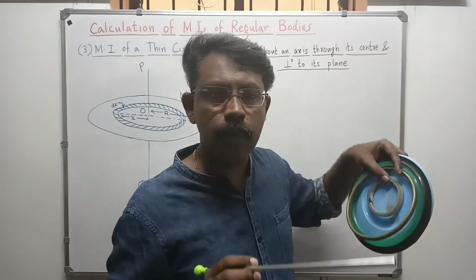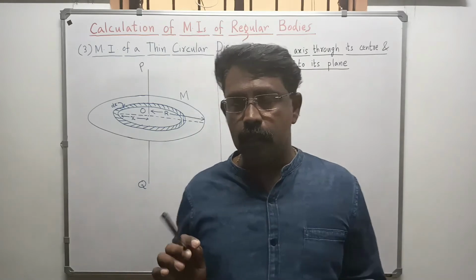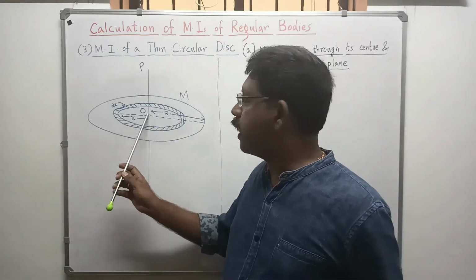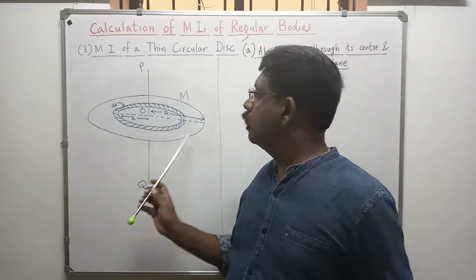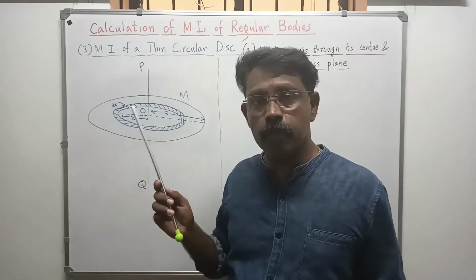So first what we are going to calculate is the moment of inertia of a ring. I have considered such a ring here of radius x. R is the radius of the disk. But I am considering that this disk is made up of a large number of rings.